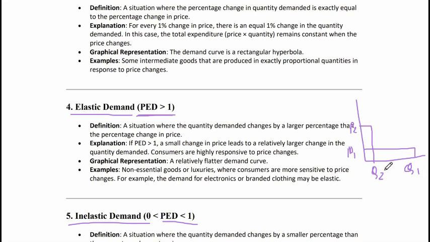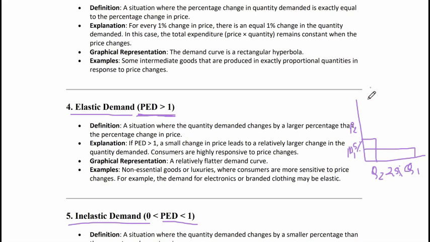Okay, and therefore we can even draw it a little less steep like this, so that we can see the difference between P1 and P2 is very small, and Q1 and Q2 is a lot. So therefore PED will be greater than 1. So let us say the percentage change in quantity is, say, 25%. It has fallen by 25%, and the price has increased by 5%. So therefore PED is greater than 1.